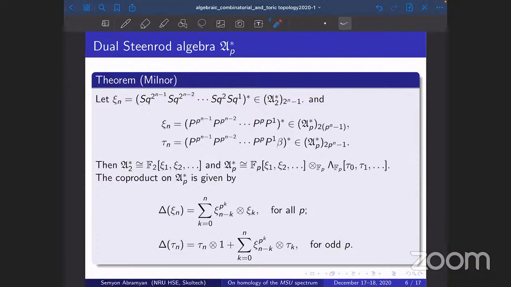Then the Steenrod algebra dual modulo 2 is just a free polynomial algebra generated by the xi's, and the mod P dual to the Steenrod algebra is a free graded algebra generated by xi_n and tau_n. And here is the coproduct in the dual algebra. This is an isomorphism of algebras, and this is the coproduct dual to multiplication in the Steenrod algebra in terms of the xi_i's. Okay, and here is the action of the antipode.